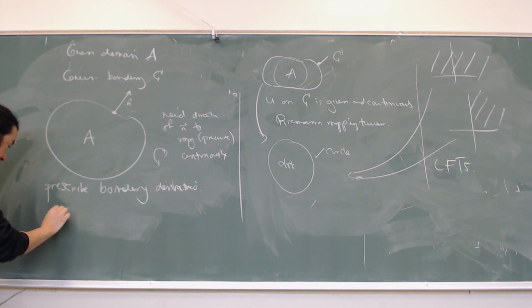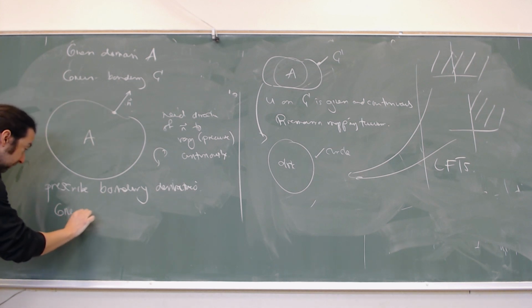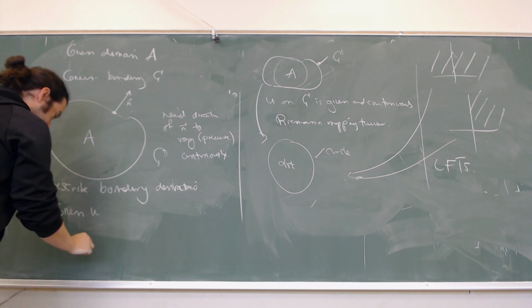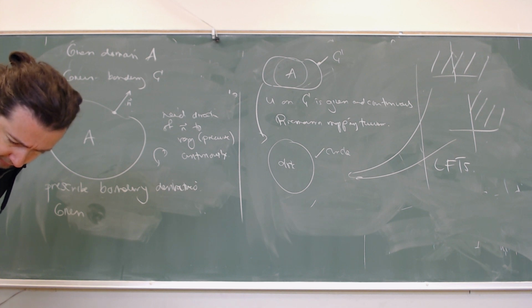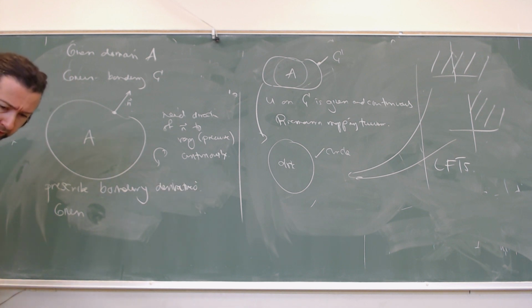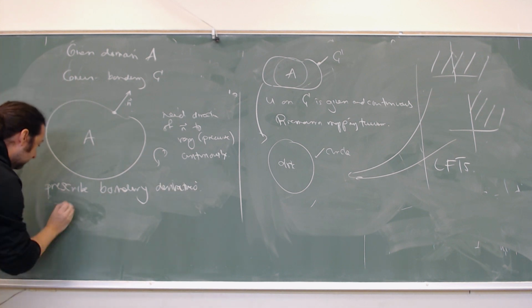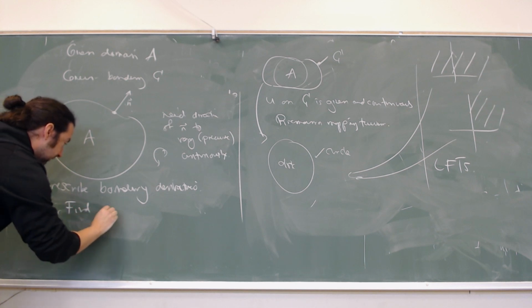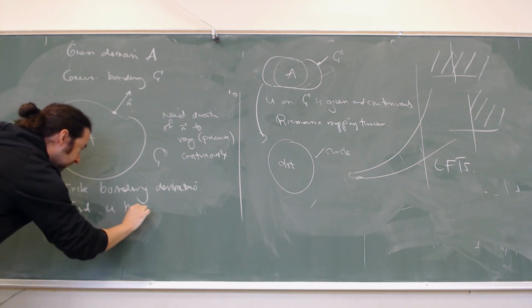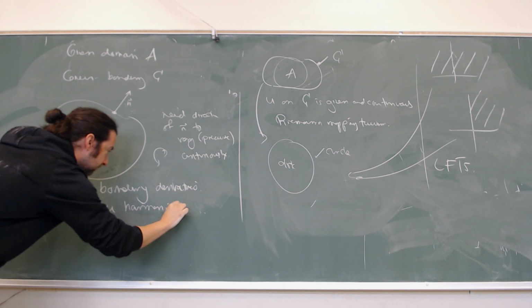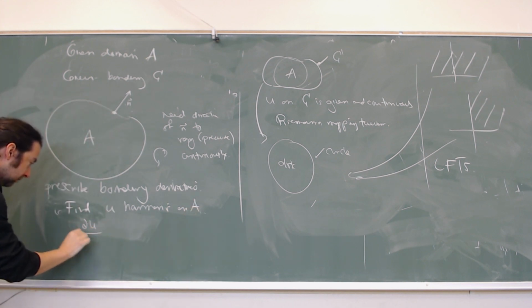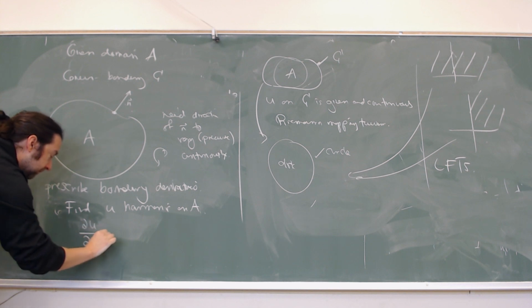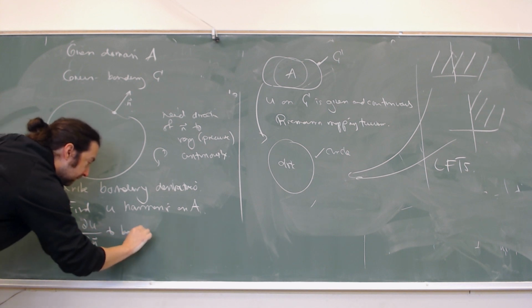So now I'm given a function. I want to find a u that is harmonic on A, and I want du/dn to be specified.